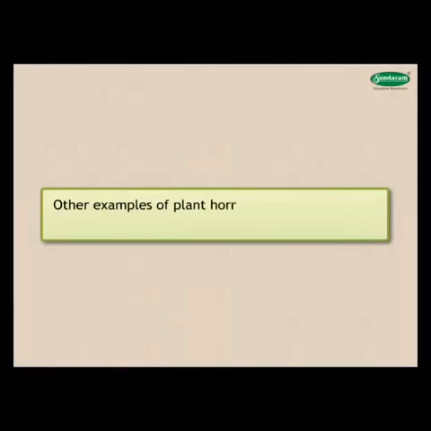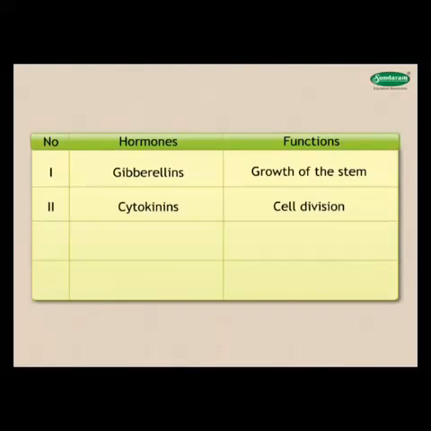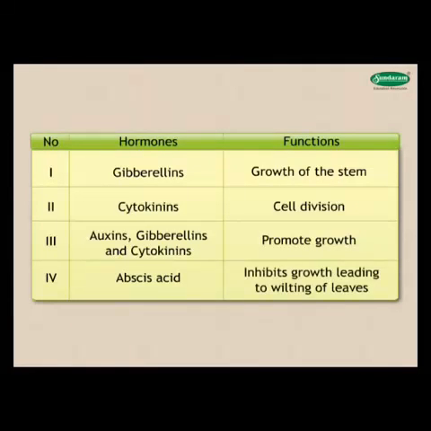Other examples of plant hormones are gibberellins, cytokinins, abscisic acid, etc. Gibberellins help in the growth of the stem. Cytokinins promote cell division and hence are found in greater concentration in areas where rapid cell division takes place, such as fruits and seeds. Auxins, gibberellins, and cytokinins help in promoting growth. Abscisic acid is a plant hormone which inhibits growth, leading to wilting of leaves.